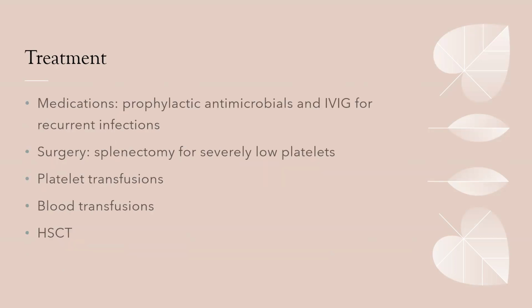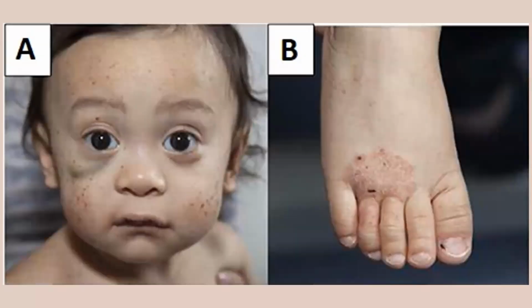The treatment involves medications which are administered prophylactically, like prophylactic antimicrobials and intravenous immunoglobulins for recurrent infections. It may also be preferred to go for surgery, and for surgery, splenectomy will be performed. Platelet transfusions and blood transfusions can also be considered. The best definitive treatment, not even definitive, but the best treatment currently is HSCT.